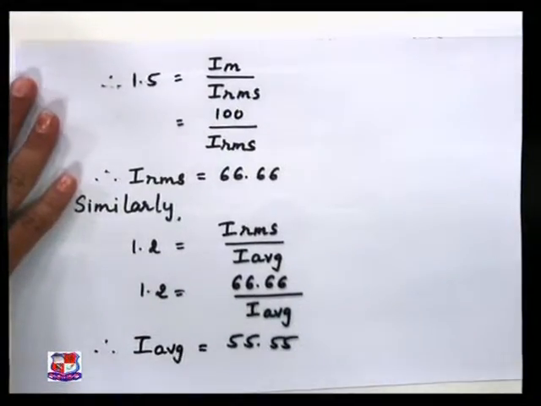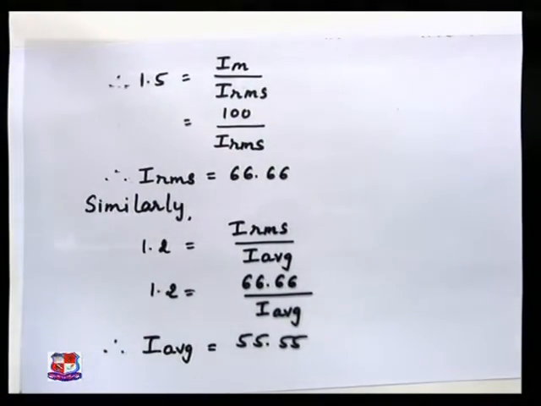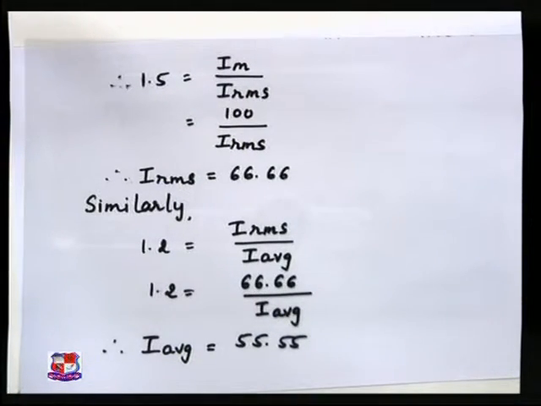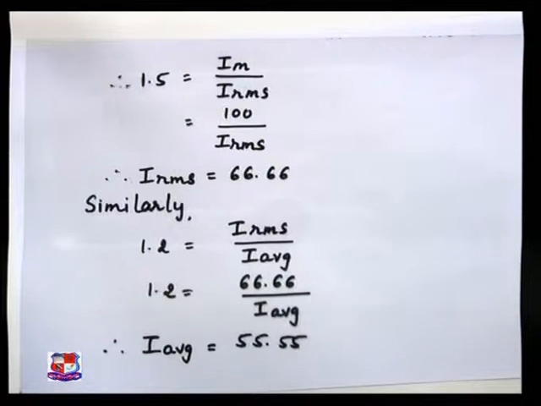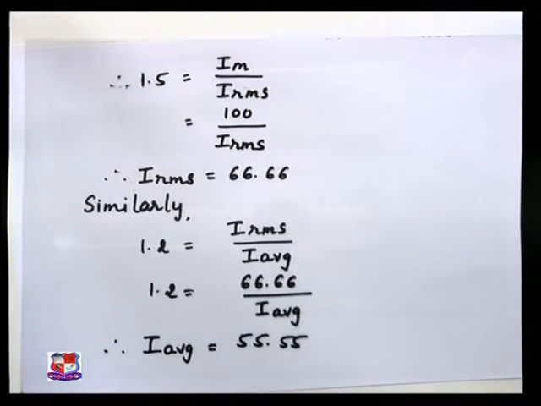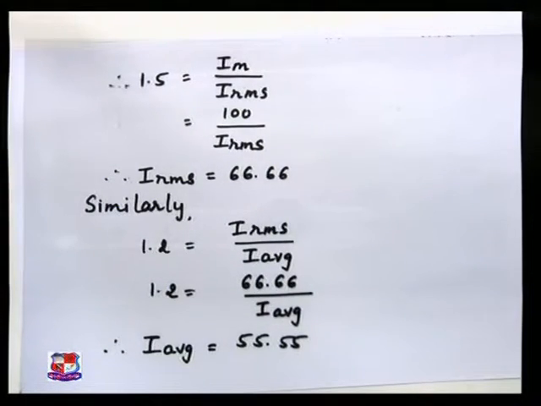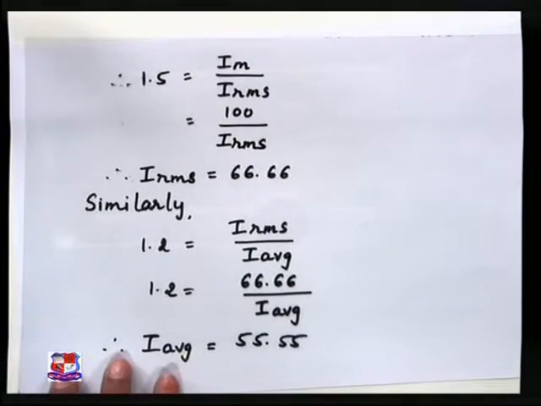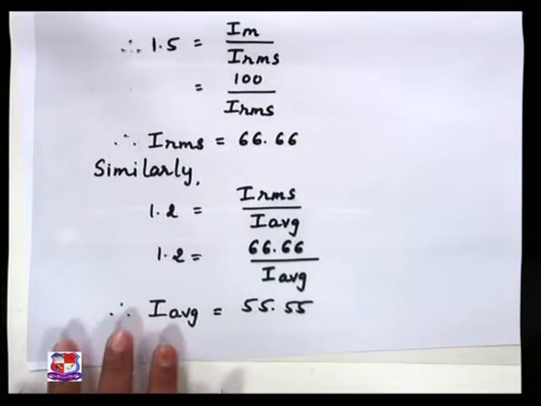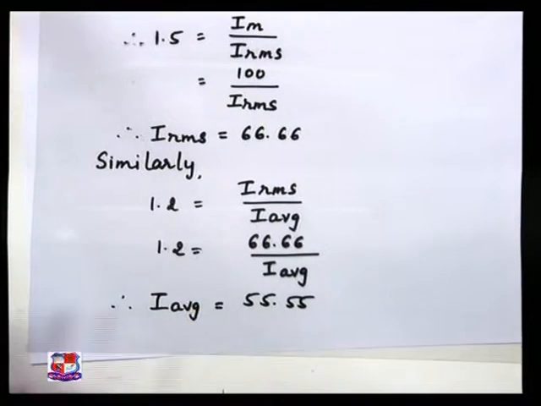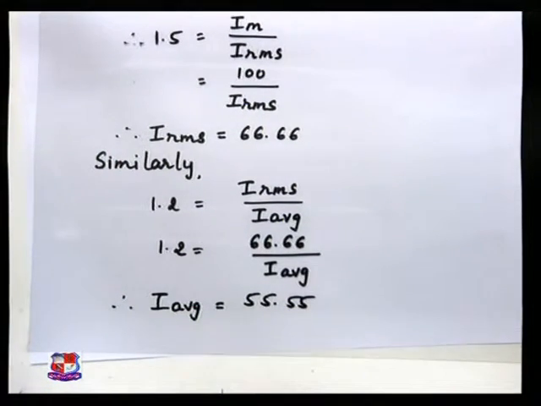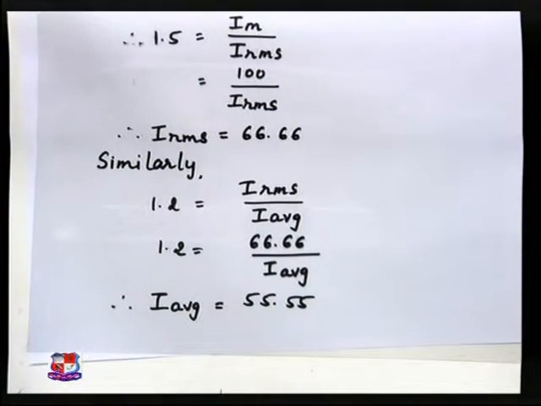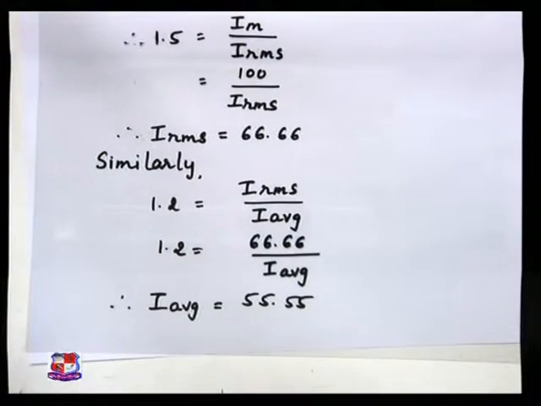So 1.5, which is your peak factor, is equal to IM divided by IRMS, which is equal to 100 divided by IRMS. So your value of RMS current is 66.66. Similarly, if you use the relation for the form factor, 1.2 is equal to IRMS divided by I average. So your value of average current is 55.55 ampere.